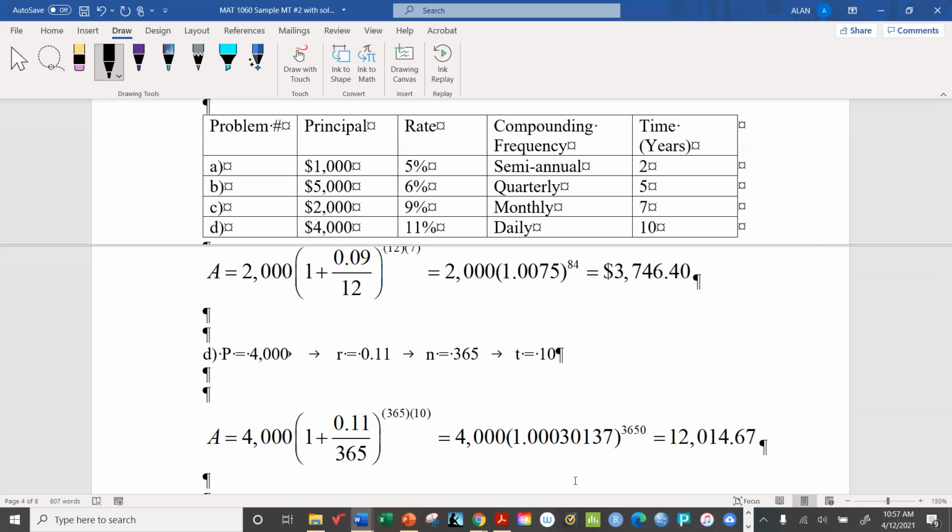Now, if you're getting something slightly off, like off by a penny or two, that's fine. You're probably just rounding it slightly differently. But if you're getting it off by more than that, you want to go back and double check your results. Okay, so just be aware that these only have to be accurate within dollars and cents, but you still have to be careful with all these decimals.